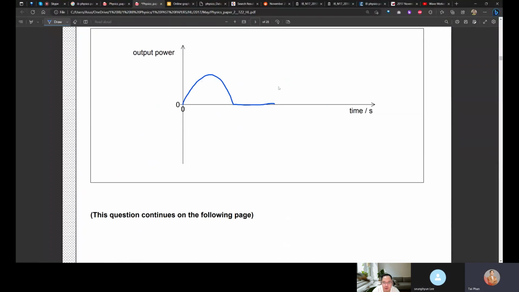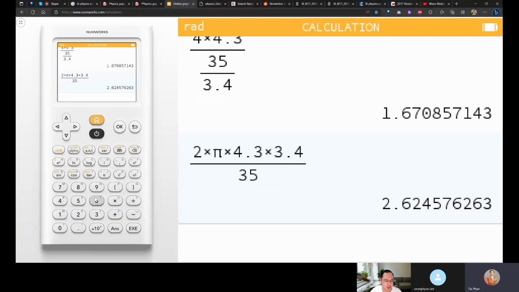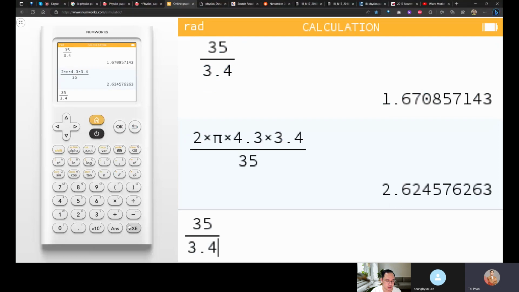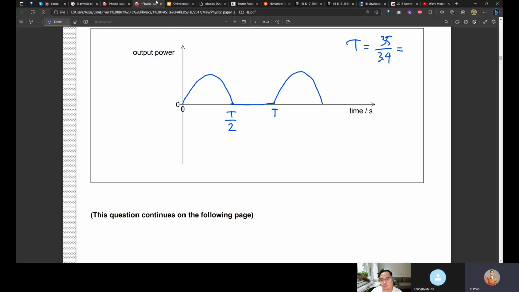Try to make it as symmetrical and as smooth as possible. This position is half the period. This is one period. The period was found to be 35 over 3.4, which is 10.3 second. So half of 10.3 is 5.15, and so on.